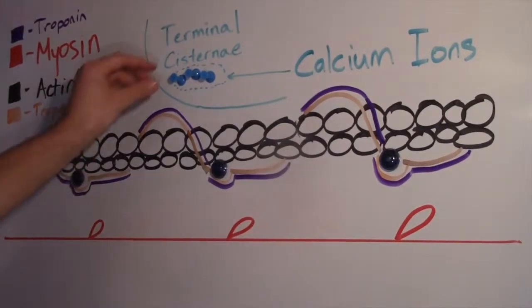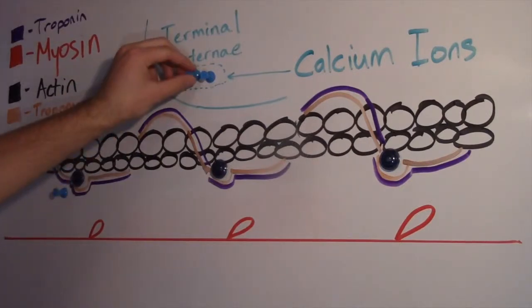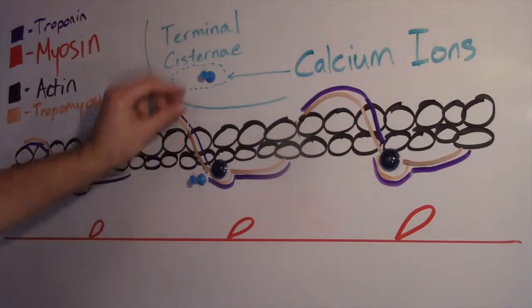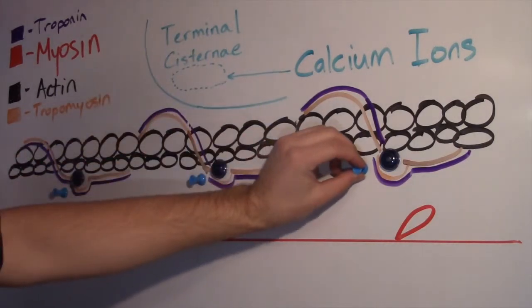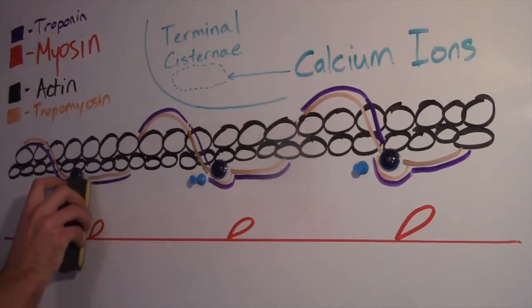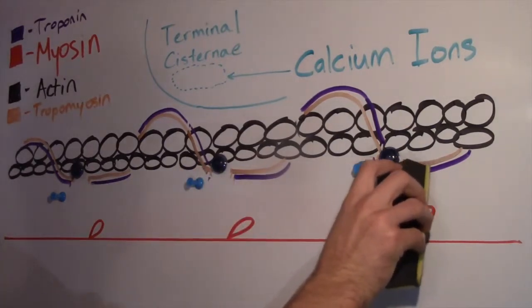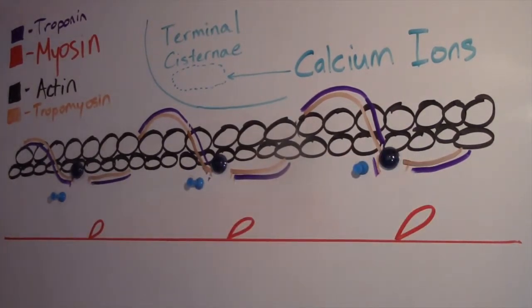So now is when the calcium ions are released from the terminal cisternae and travel down to the binding sites, and these calcium ions cause the troponin to actually pull the tropomyosin off of the binding sites. So now the binding site is open. And the relationship between the troponin and the tropomyosin: the troponin is sort of like a hinge for the tropomyosin.